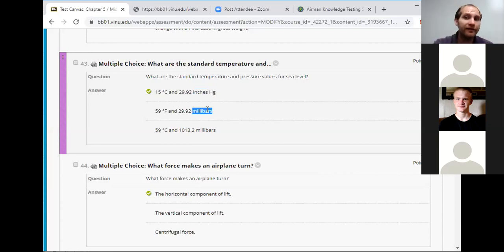You need to know millibars is 1013.2. That's the standard pressure in millibars. You'll need to know that for our next chapter as we move forward with weather and weather theory. Answer choice C is no good because it's saying 59, well, that'd be Fahrenheit. And then 1013.2, that's millibars, so that's correct. So the best answer choice here is A, 15 Celsius, 29.92 inches of mercury. And as we move forward into our next weather unit, we're going to learn how that temperature changes with altitude and how that pressure changes with altitude.